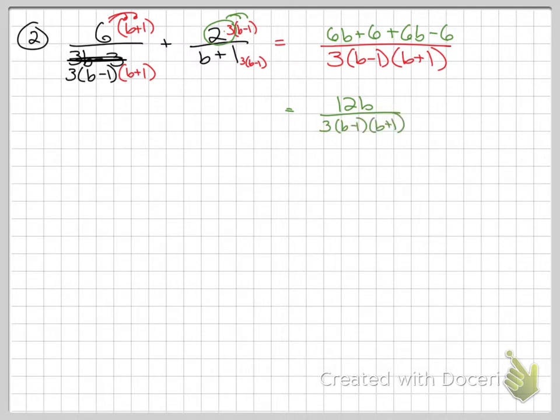This is a step where you would factor if the top was factorable. 12 reduces by 3. 3 goes into 12 4 times. So you end up with 4b over b minus 1, b plus 1. Your exclusions are anything that would ever make the bottom 0.